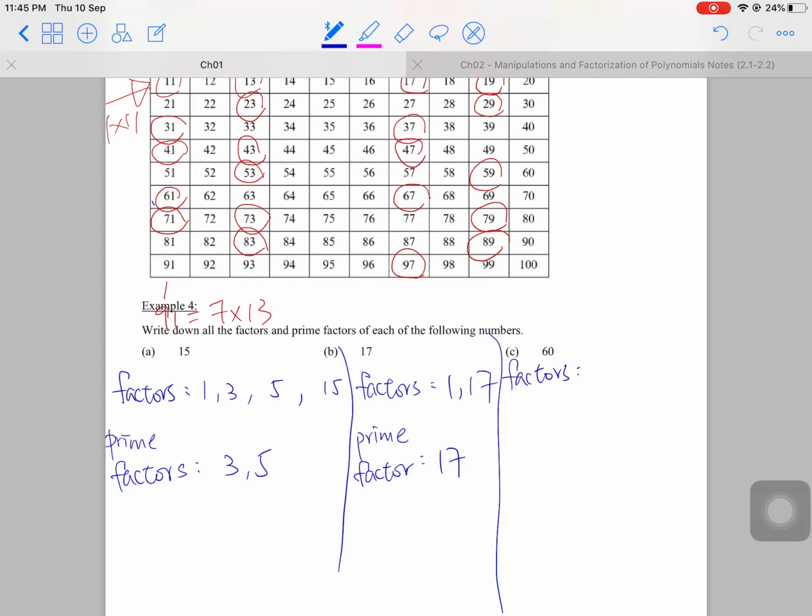For 60, it has many factors. So 1 and 60, maybe I write them separately. 2 and 30, 3 and 20, 4 and 15, 5 and 12. I still have 6 and 10.